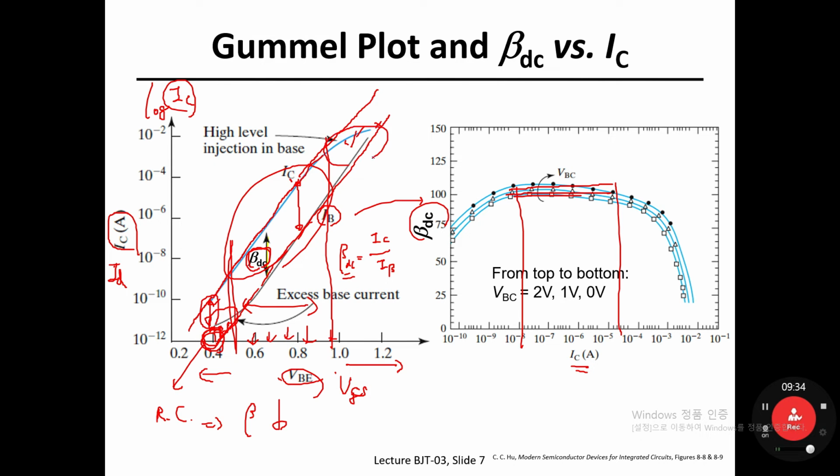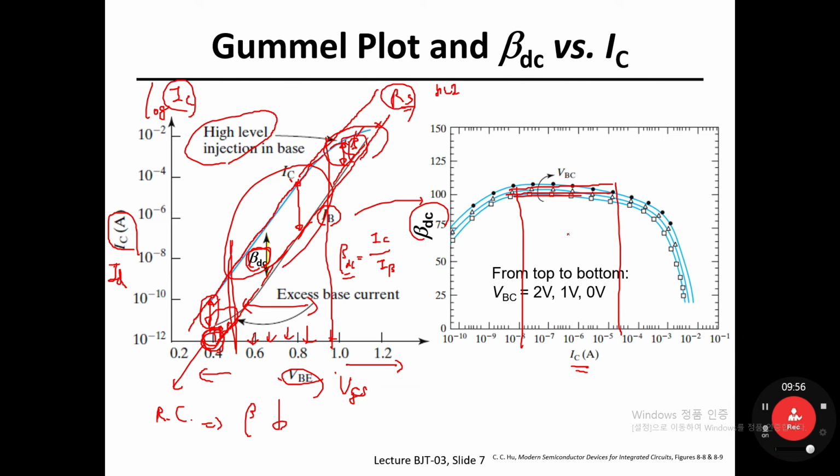What about here? In this case, IB is constant, but output current IC has been degraded so that your beta has been degraded. Why is that? Yeah, series resistance and high level injection. Okay, so the impact of high level injection in base and series resistance in base would degrade your beta DC value.